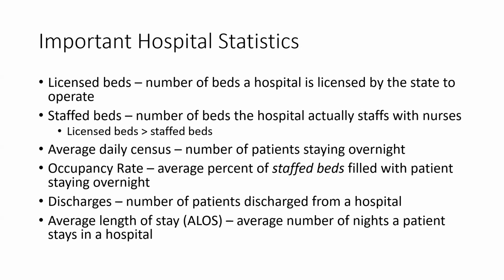So you may have 220 staffed beds, but you might have an average daily census of 150 or 180. Hopefully it's something close to the number of staffed beds. And then another way of looking at it is the occupancy rate, which is the percent of staffed beds. So if I have 100 staffed beds and I have 75 patients in the building, I have a 75% occupancy rate, 75 divided by 100.